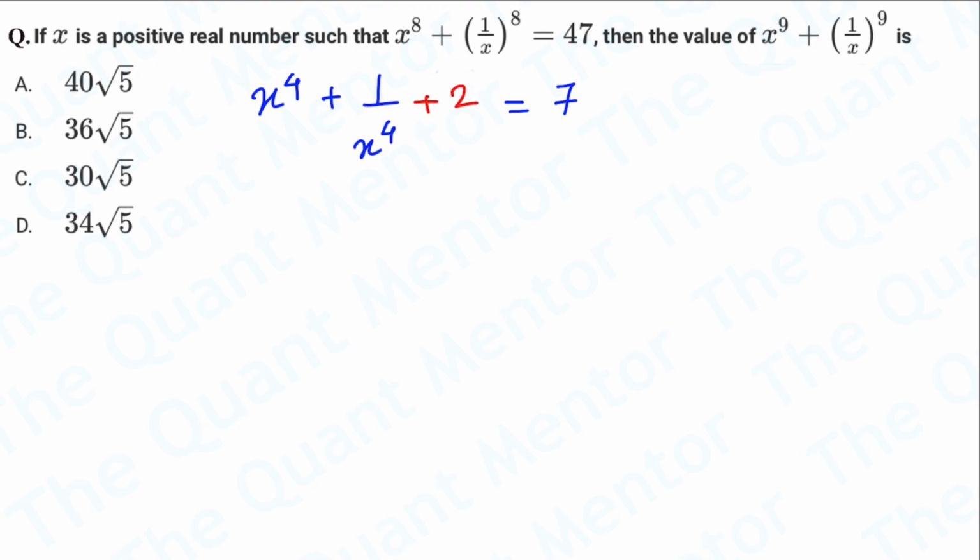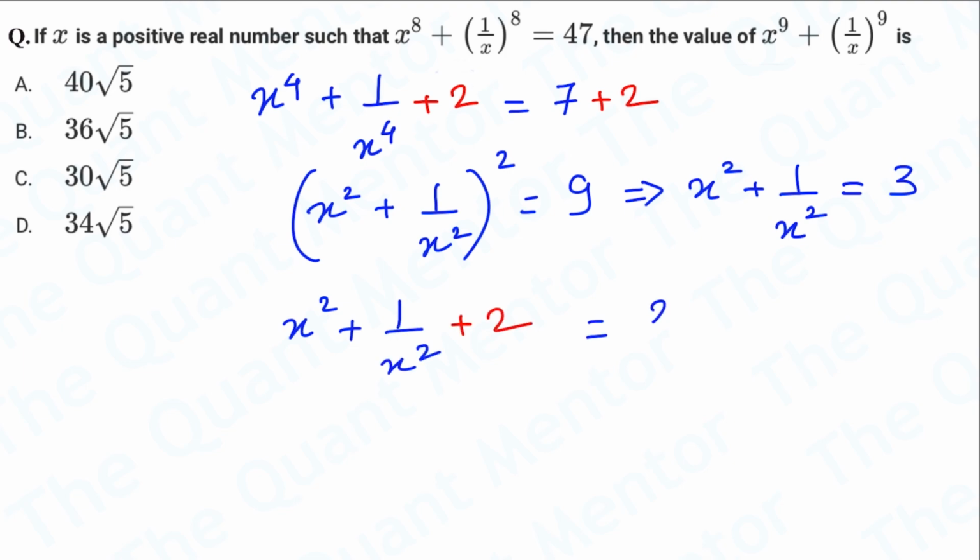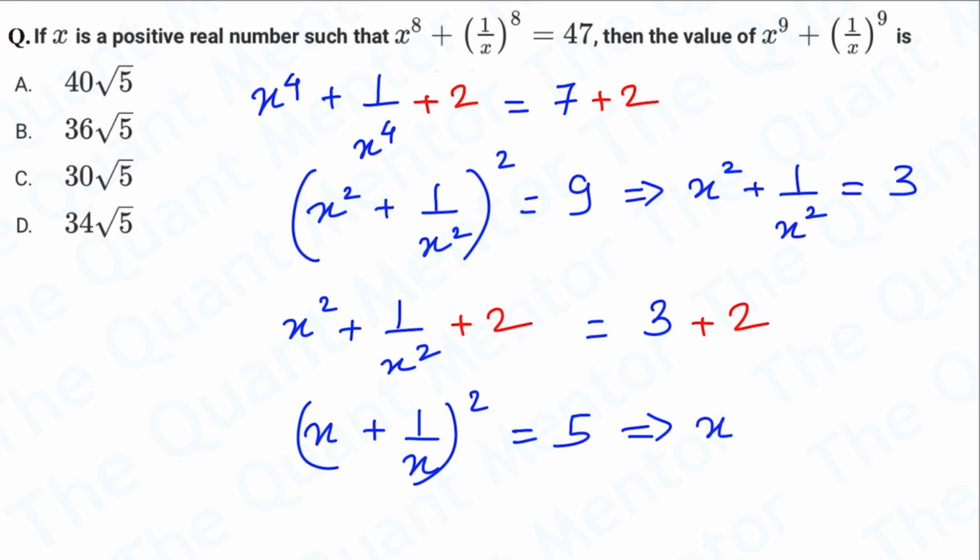Just add a 2 to both sides. Your left hand side now becomes x square plus 1 upon x square the whole square is equal to 7 plus 2 would be 9, and that gives me x square plus 1 upon x square will be plus 3. Right? One last time we do this, we'll get x square plus 1 upon x square plus 2 should be equal to 3 plus 2, or x plus 1 upon x the whole square is your left hand side. That will be equal to 3 plus 2, 5 on the right hand side, which finally gives me x plus 1 upon x is root 5.